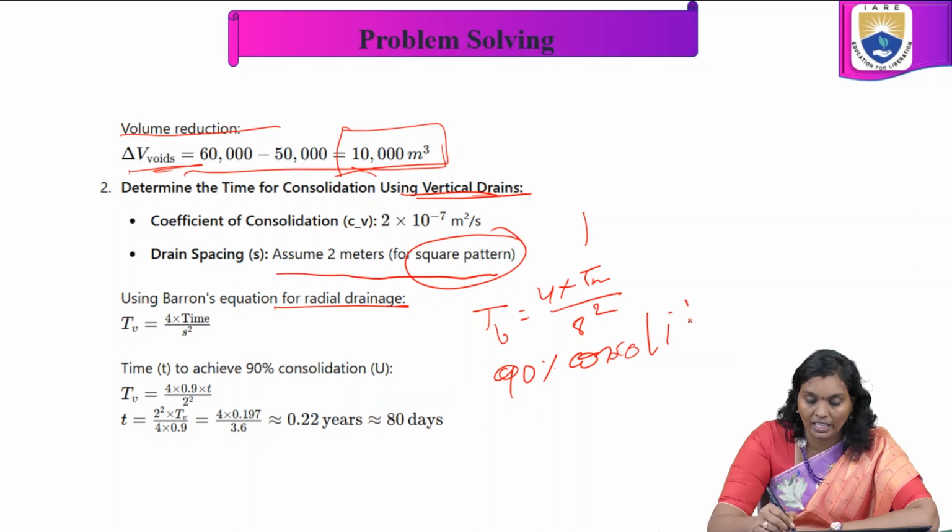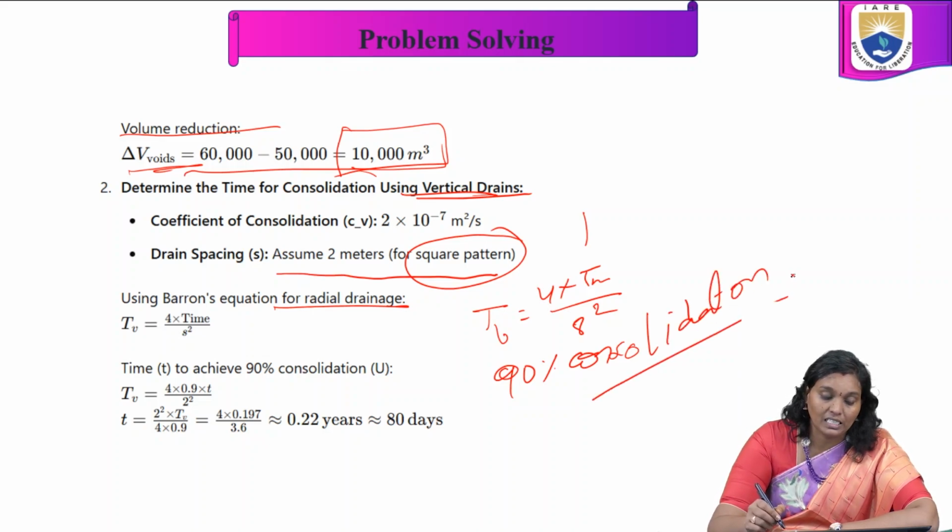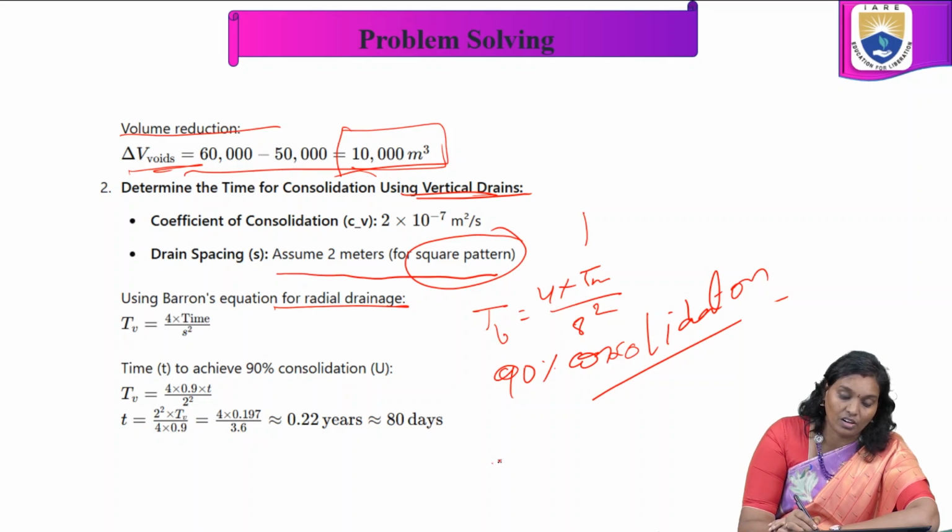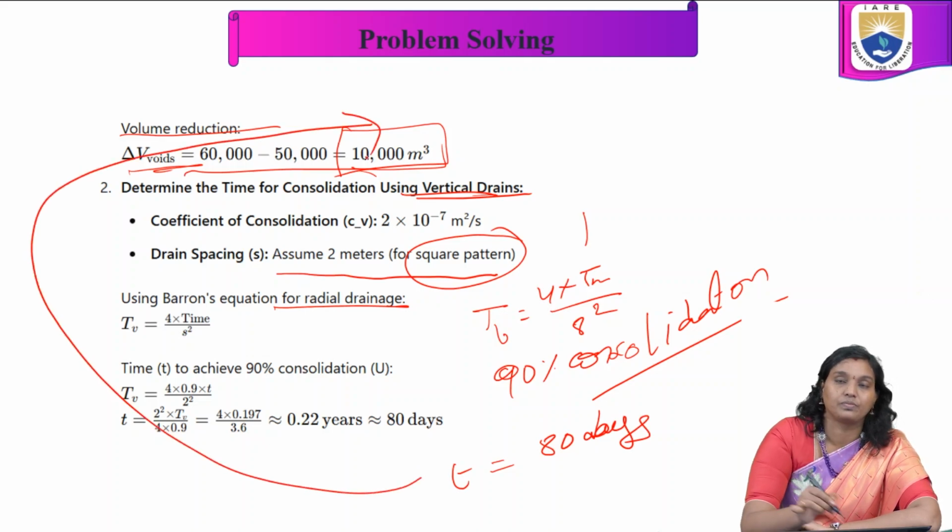It depends upon the voids, how much we reach, and upon the percentage of consolidation. The time of consolidation we finally get is 80 days for this volume.